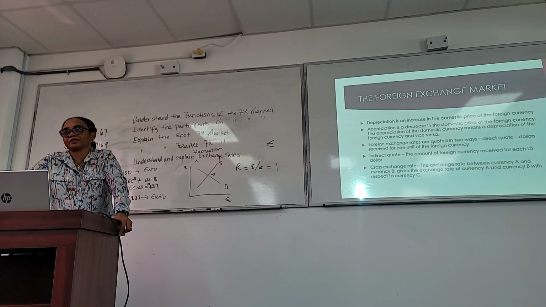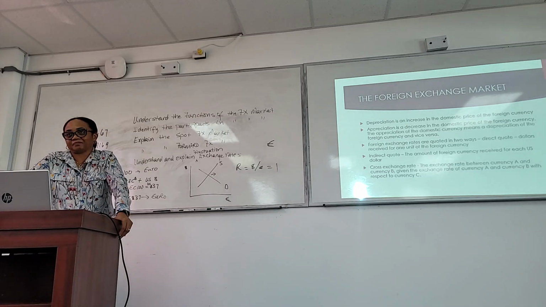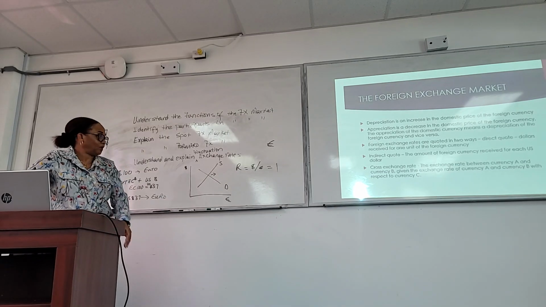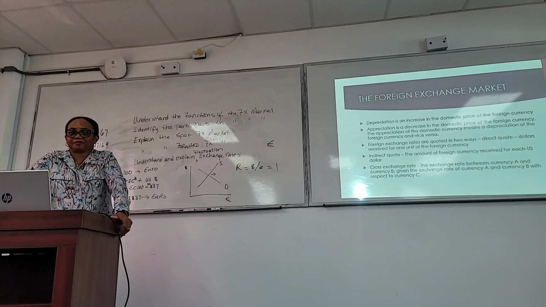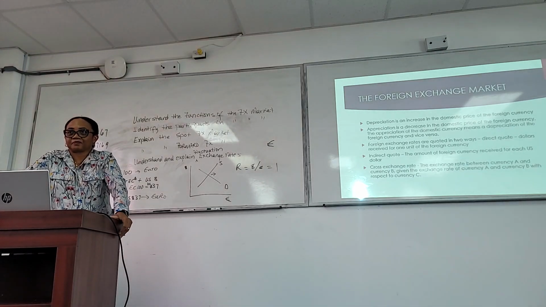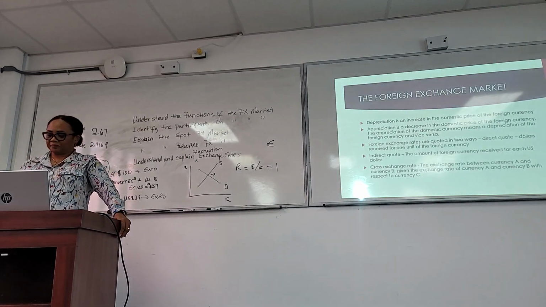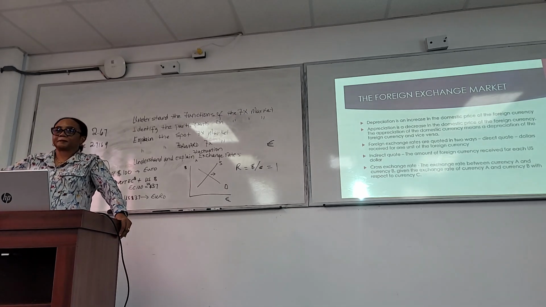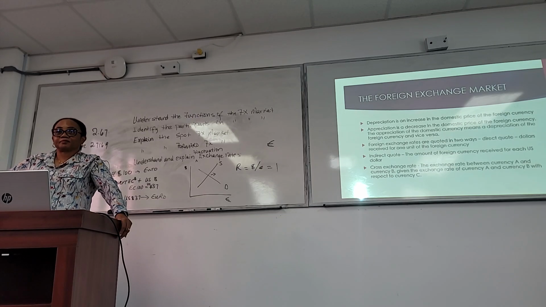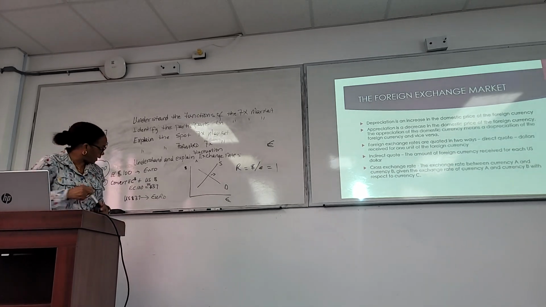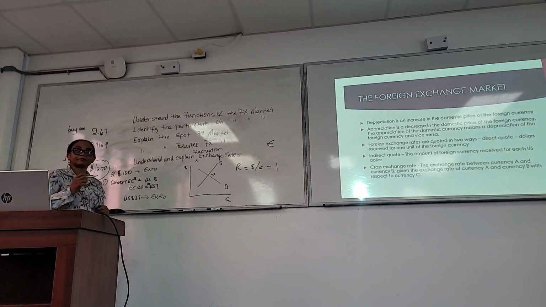0.96. 0.96 what? Let's see. So how many euros are you gonna get? Yeah, 0.96. I'll multiply by 0.96. So it's gonna get 35.52. All right, so tell me how you got that.